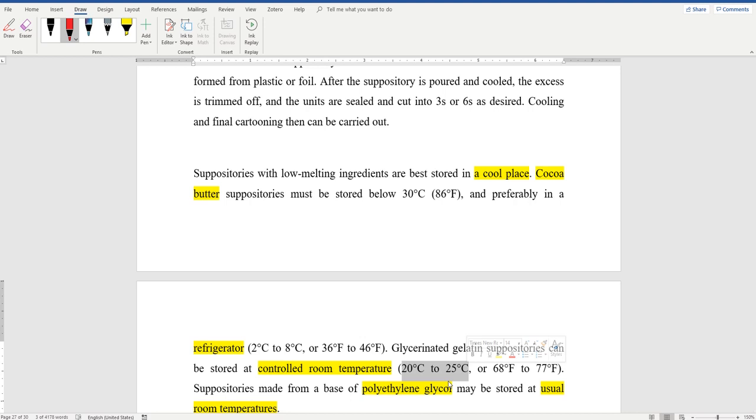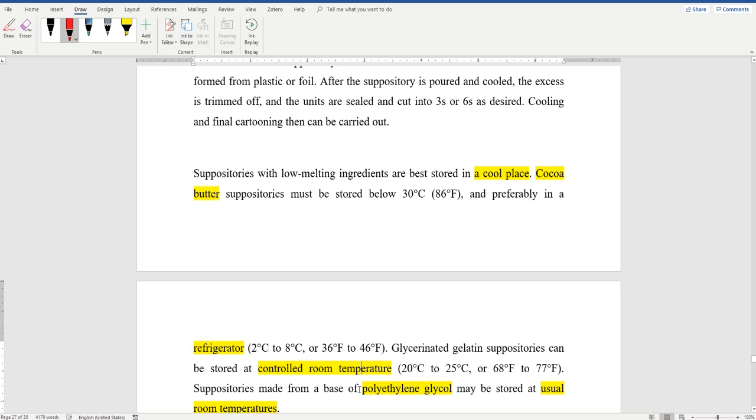And how can we know that the temperature is 20 to 25 degrees Celsius? You will find, inshallah, when you go for your training, that each pharmacy must have thermometers located in different places of the pharmacy. And the pharmacist must record the temperature, for example, three times every day. They must have a record where they record the temperature. So glycerinated gelatin can be stored at controlled room temperature.